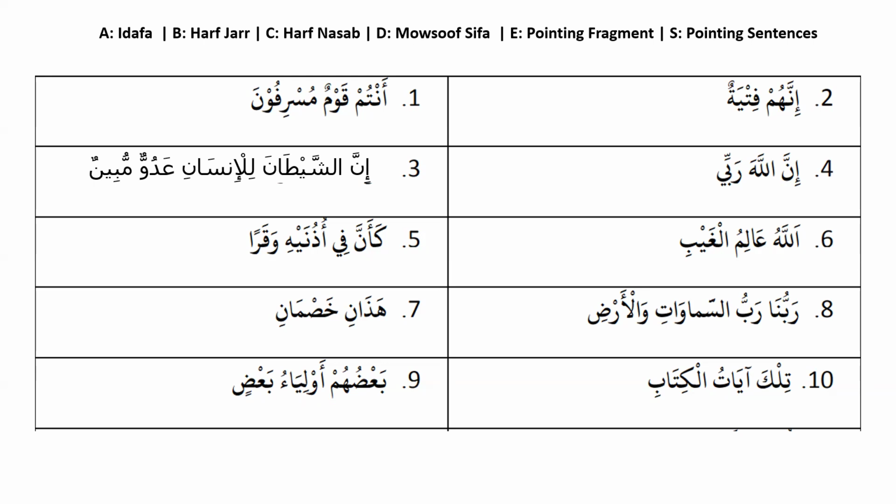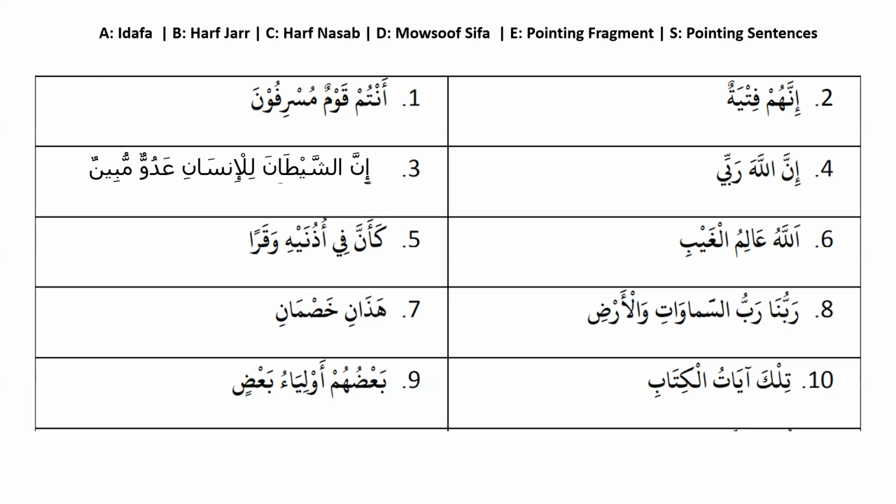What does awliya mean? Friends, close friends. So ba'duhum awliya means some of them are friends. Then ba'din. Some of them are friends of some of them. Some of them are friends of some.